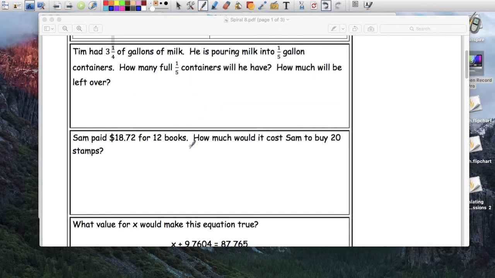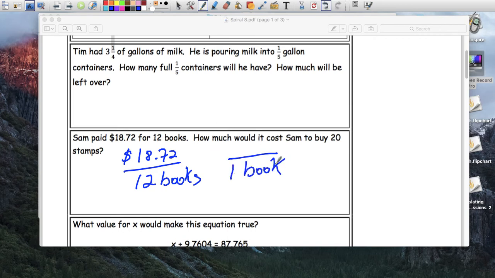How much would it cost to buy 20 stamps? So unit rate problem. 18.72. I get 12 books. My unit rate for one book. So 18.72 for 12 books. It's not a bad price at all. It's going to give me $1.56 per book.